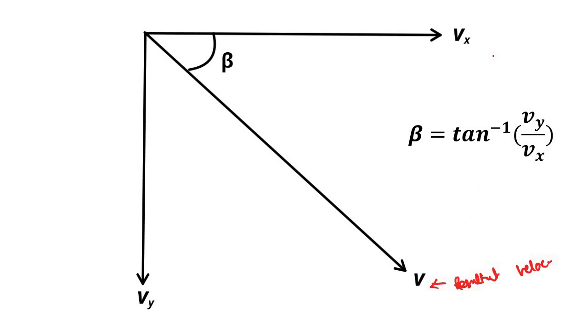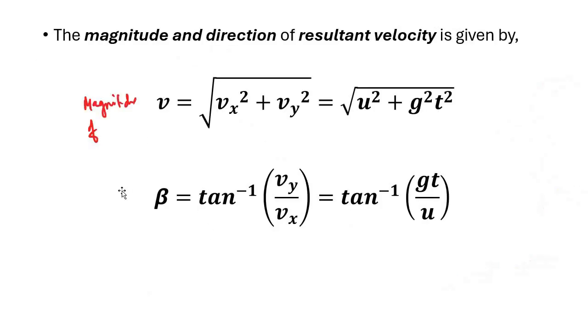So Vy is the y component of velocity and Vx is the x component of velocity. So the angle is this. This is the magnitude of velocity, and this is the direction of velocity: tan inverse of Vy by Vx. Vy is equal to gt, Vx is equal to u. So tan inverse of gt by u.